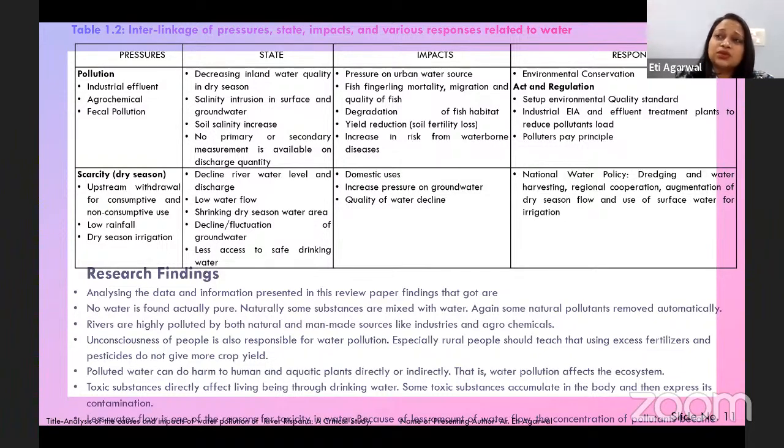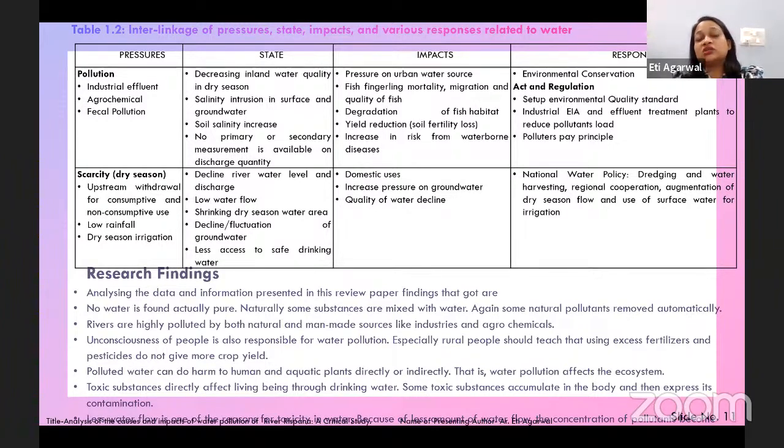There's somebody who's proposing something, then there's another person who is not taking heed of that. Then there's a third person who hardly bothers about the previous person's commitment to the people. So basically, we all found that no water is actually pure, because there are some natural substances mixed with water. But the natural pollutants can be removed automatically, but not the man-made pollutants. So rivers are highly polluted by both natural and man-made sources like industries and agrochemicals. And the unconsciousness of the people is also directly responsible for water pollution.